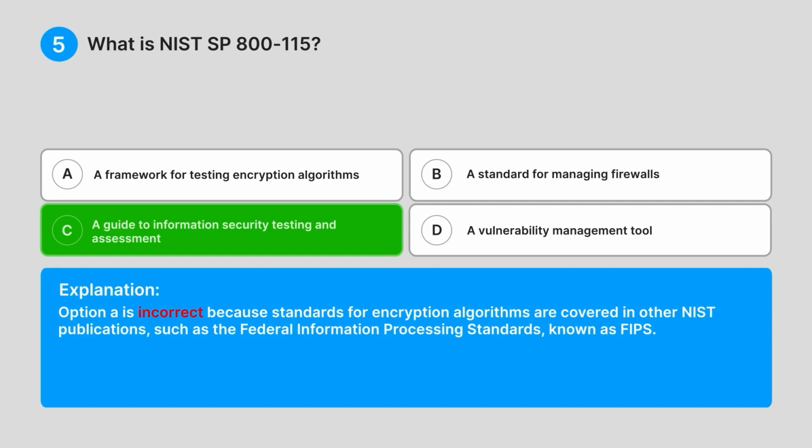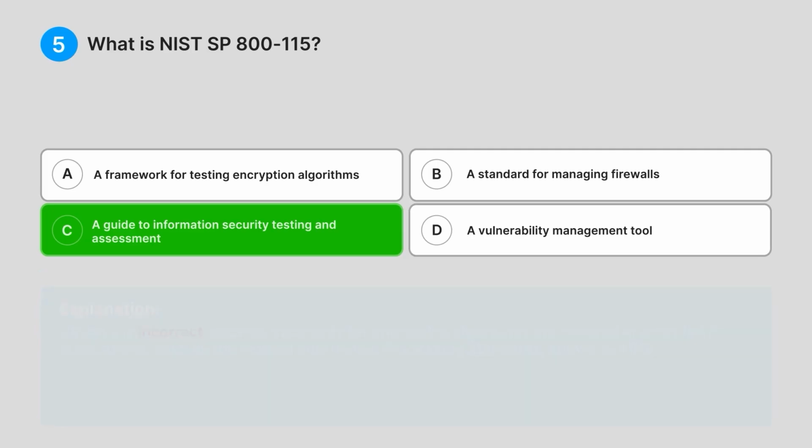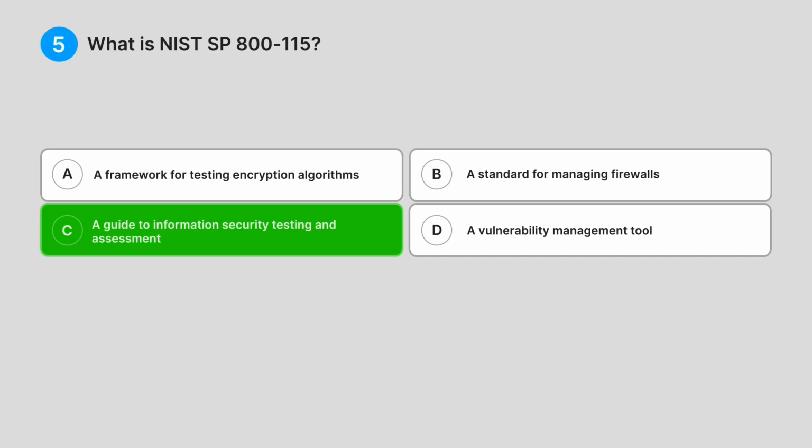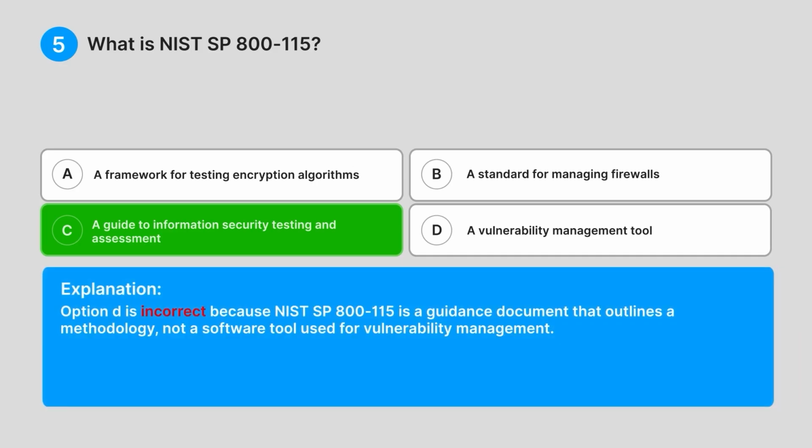Option A is incorrect because standards for encryption algorithms are covered in other NIST publications, such as the Federal Information Processing Standards, known as FIPS. Option B is incorrect because this publication is a general guide for security testing and is not specific to firewall management. Option D is incorrect because NIST SP 800-115 is a guidance document that outlines a methodology, not a software tool used for vulnerability management.